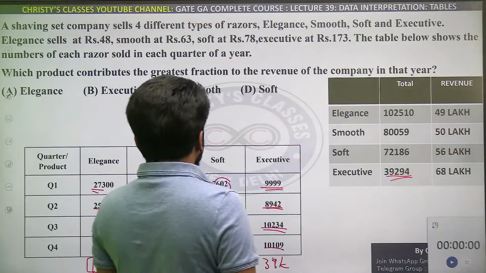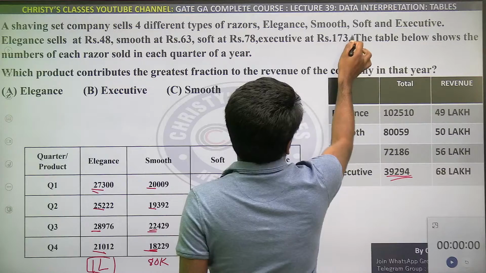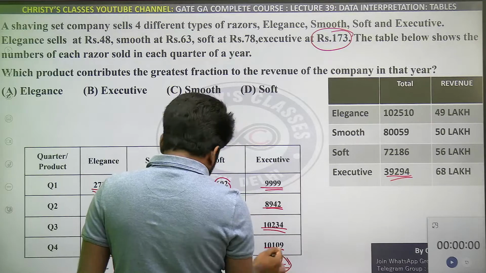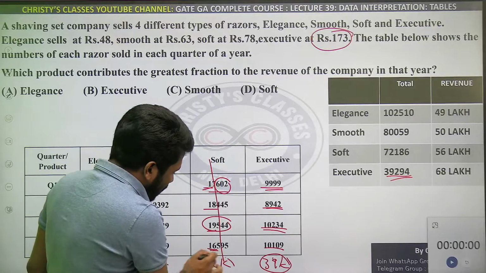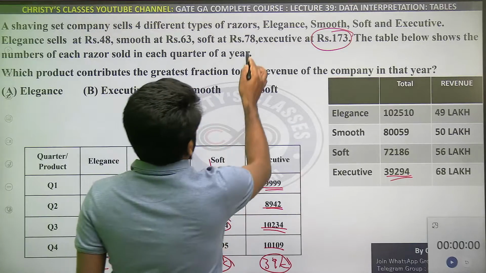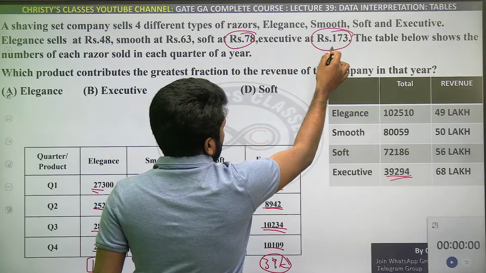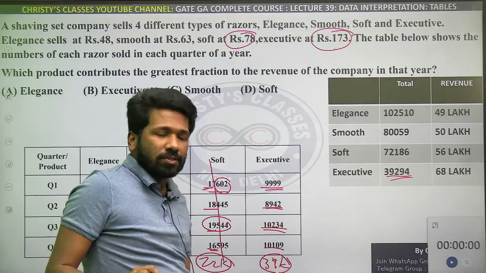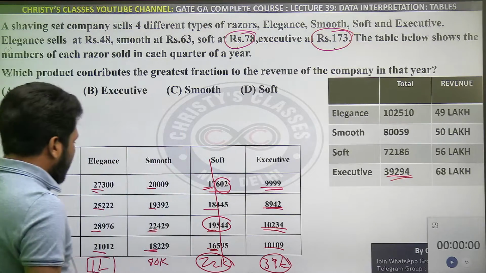Now you need to multiply this. Without multiplying, you can see 173 is a very big number. 173 is for Executive. But one thing is there, Executive is 39,000 only. First of all, you can eliminate Soft anyway, because Soft has 22,000, the smallest sales, and the per piece amount is 78, which is also less than 173. So the unit price of Executive is higher and total sales of Executive is also higher than Soft. So you can eliminate Soft. Pair by pair you eliminate like that.